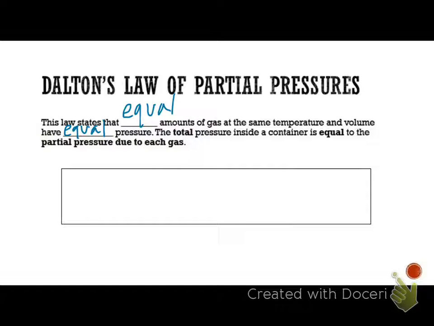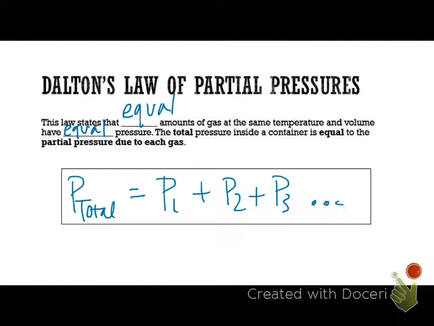Okay? So it states that the total pressure inside the container is equal to the partial pressure of each gas. So the formula looks like this. P total, P standing for pressure, is equal to P1 plus P2 plus P3 dot dot dot. Meaning as many partial pressures of gas as you have, you add them together.